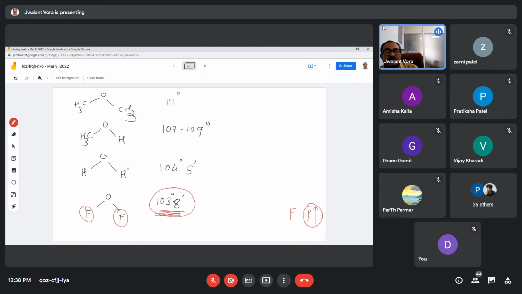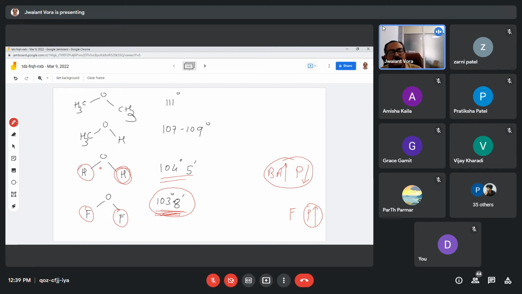Compared to the fluorine atom, a hydrogen atom is there. The hydrogen atom is less electronegative, so the P character value decreases. If the P character value decreases, the bond angle should increase because it is inversely proportional. So that is reflected here: from 103 degree 8 minute, it increases to 104 degree 5 minute.